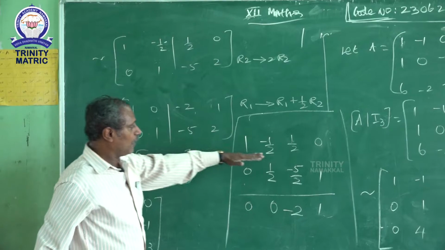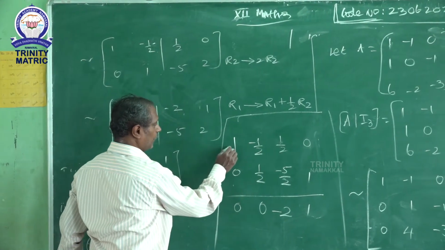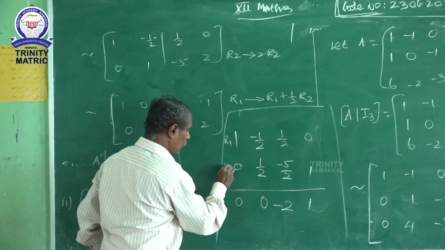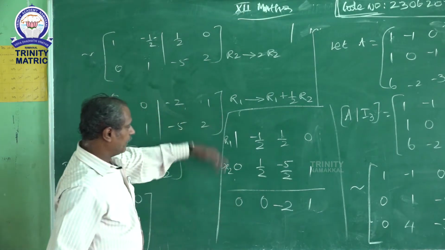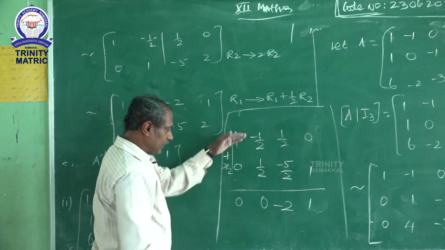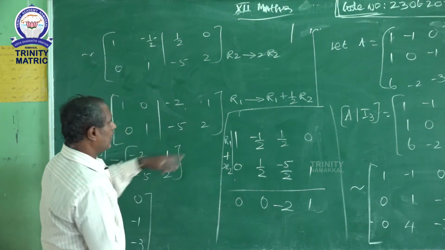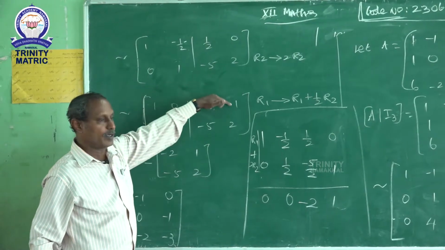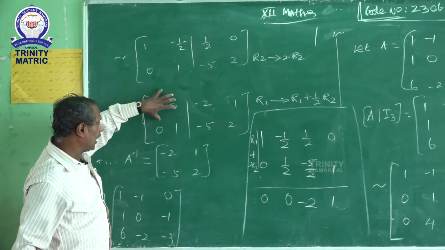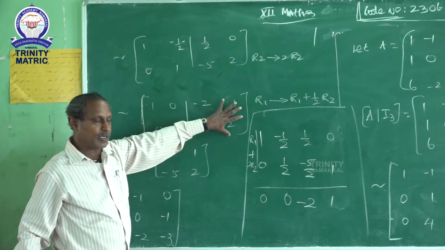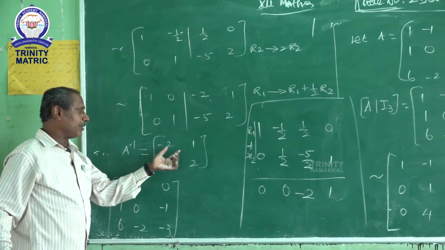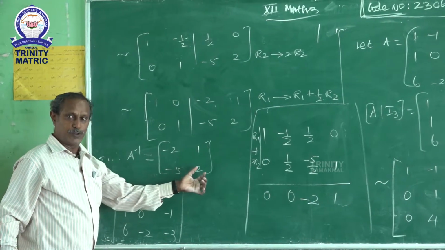Because after converting, this is R1, this is 2 R2. Then directly we are adding these two, we will get the value 0, 1. This gives row 1. So row 1 changed into 1, 0, minus 2, 1. This A matrix becomes the identity matrix. So then the next part will be our inverse. Therefore, A inverse equals minus 2, 1, minus 5, 2.